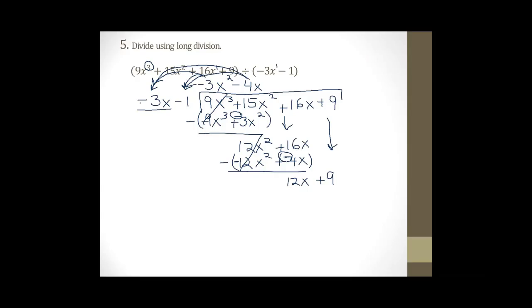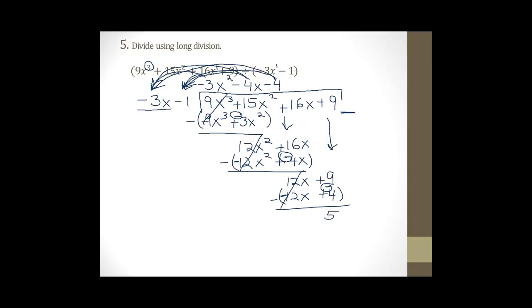And again, how many times does the negative 3x go into 12x? I would have to multiply by negative 4. Negative 4 times the two terms, so negative 4 times negative 3x is positive 12x, and then negative 4 times negative 1 is a positive 4. Subtracting, changing the signs, and adding down cancels out, and 9 minus 4 is 5. Okay, I don't have any more terms here, so I'm done, and I do have a remainder.